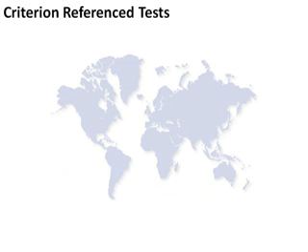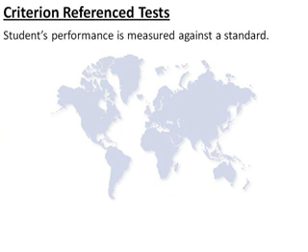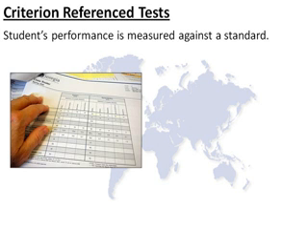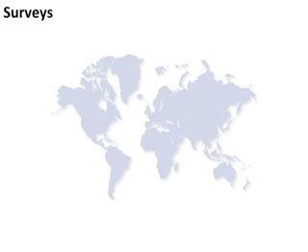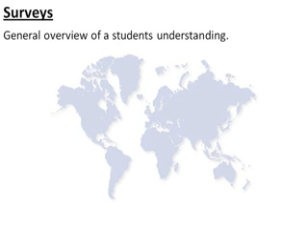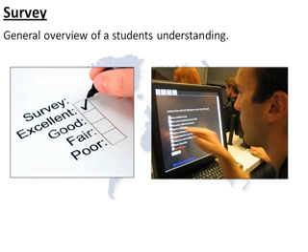Then there are the criterion reference tests, which is another standardized test in which a student's performance is measured against some standard, such as a task you are expected to do. An example of this type of test could be an end-of-chapter test or even a driver's license test. Then comes the survey, which provides a general overview of a student's understanding and word knowledge, such as an interest or learning style survey.